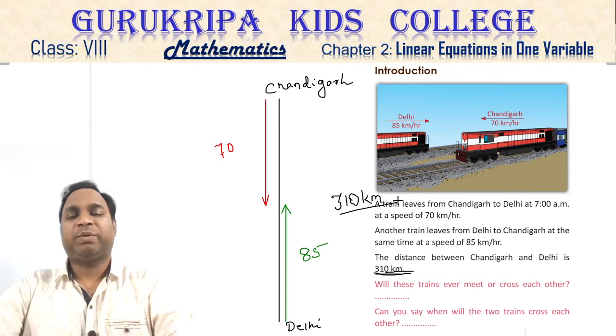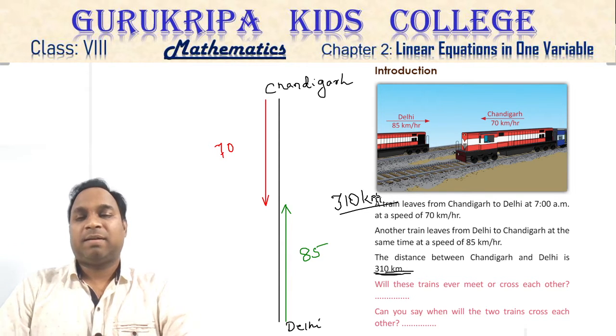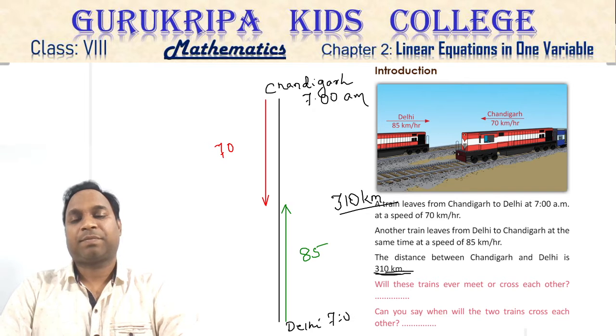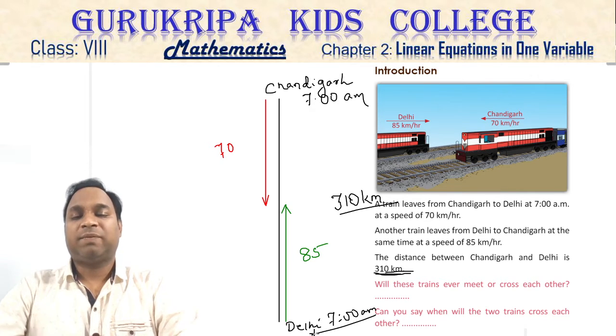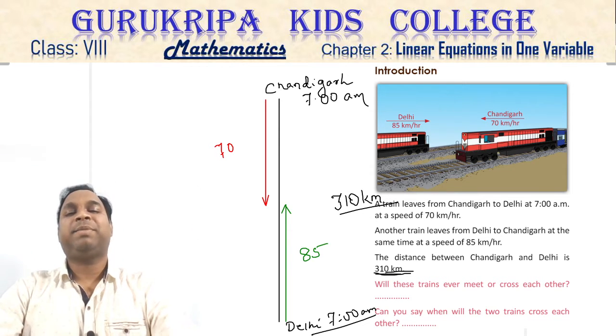So before we get into the question, we'll solve the questions later, but just tell me first. Both the trains start at 7 a.m. It starts from 7 a.m. here also and 7 a.m. here also. So both of the trains are starting at the same time. Will they reach at the same time?